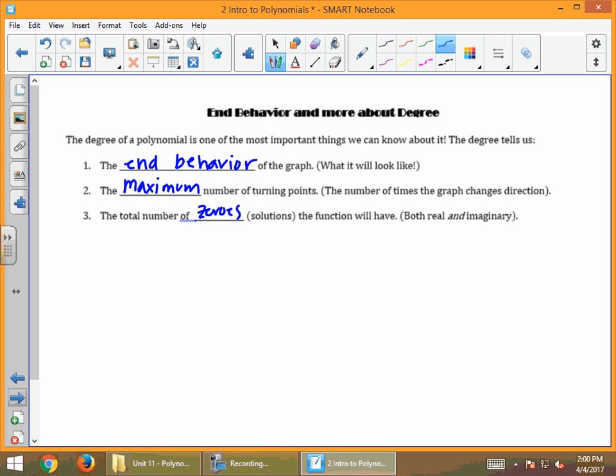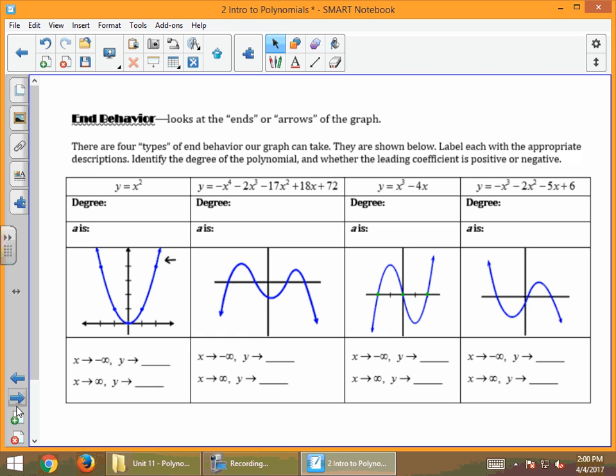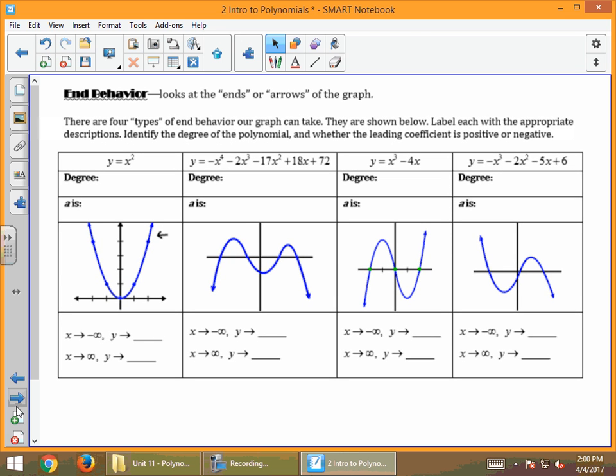Well, first we're going to take a look at how the degree can tell us the end behavior. Okay? Again, end behavior is just what it looks like at the ends or the arrows of a graph. And there's 4 types of end behavior. We're going to take a look at all 4 below. First, we're going to label each with the appropriate degree, state whether or not the leading coefficient is positive or negative, and then use that to state the end behavior.